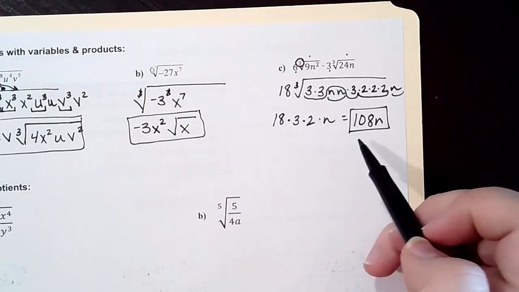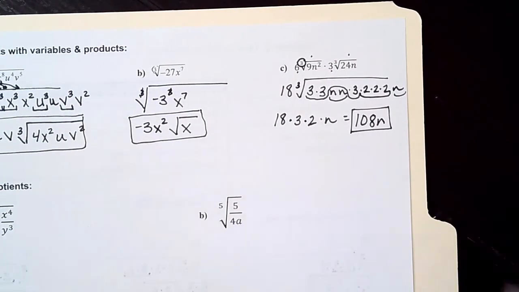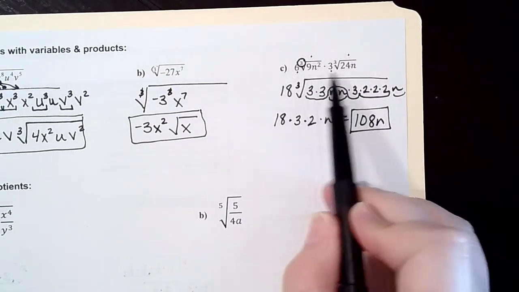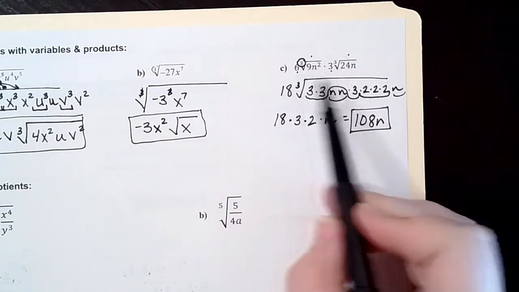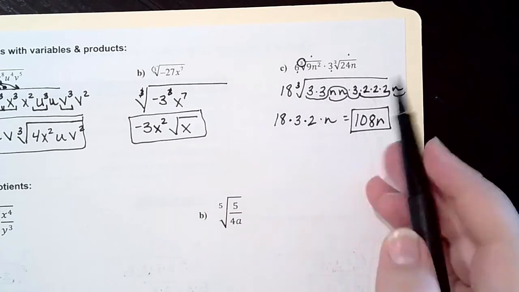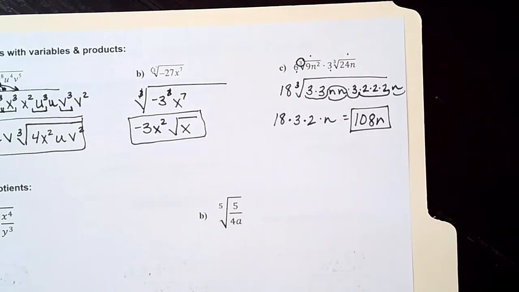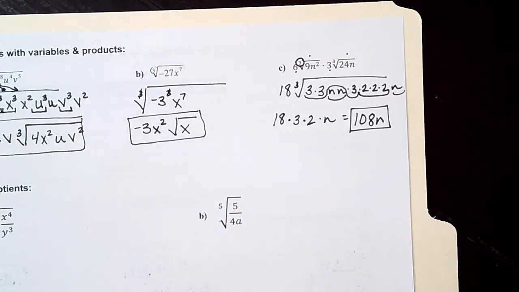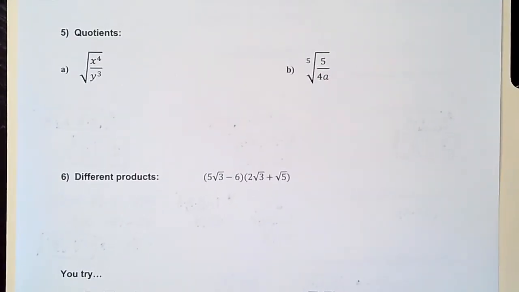I think these problems are really cool. Maybe this is just the nerd in me, that we can go from something that looks like this, with all these numbers, with all these radical signs, down to a really nice expression that has none of that. It's just cool stuff. All right, that was products.